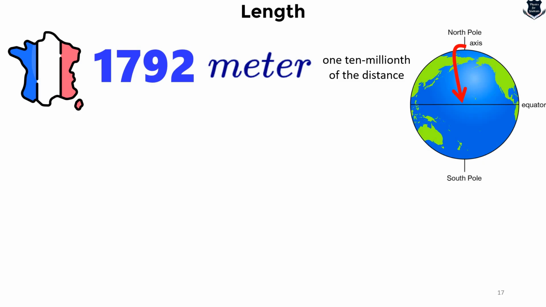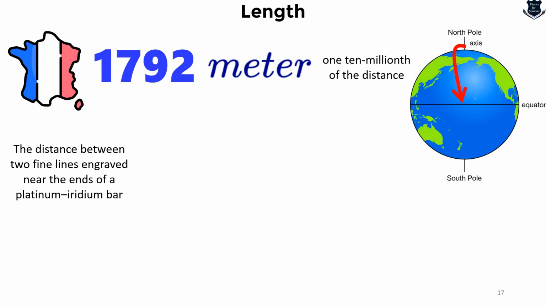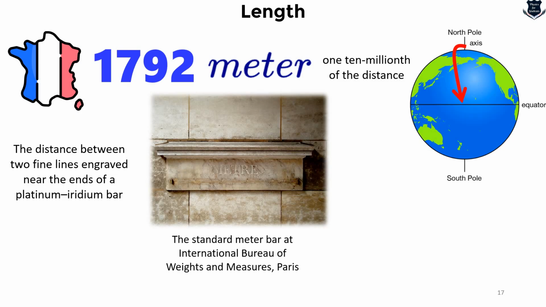Later, due to practical reasons, this Earth standard was abandoned, and the meter came to be defined as the distance between two lines engraved near the ends of a platinum iridium bar. The standard meter bar, as you can see in the picture in front of your screen, was kept at the International Bureau of Weights and Measures near Paris. So this is the standard meter that we talk about when measuring length, cloth, or anything. It is defined by two fine lines near the ends of a platinum iridium bar.